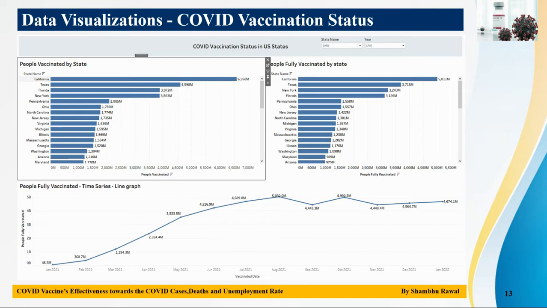Another dashboard shows the COVID vaccine status in US states. The top left bar chart displays the total number of people vaccinated by state, and then the top right bar chart displays the number of people that are fully vaccinated by state, and then the bottom line chart shows the number of people fully vaccinated.